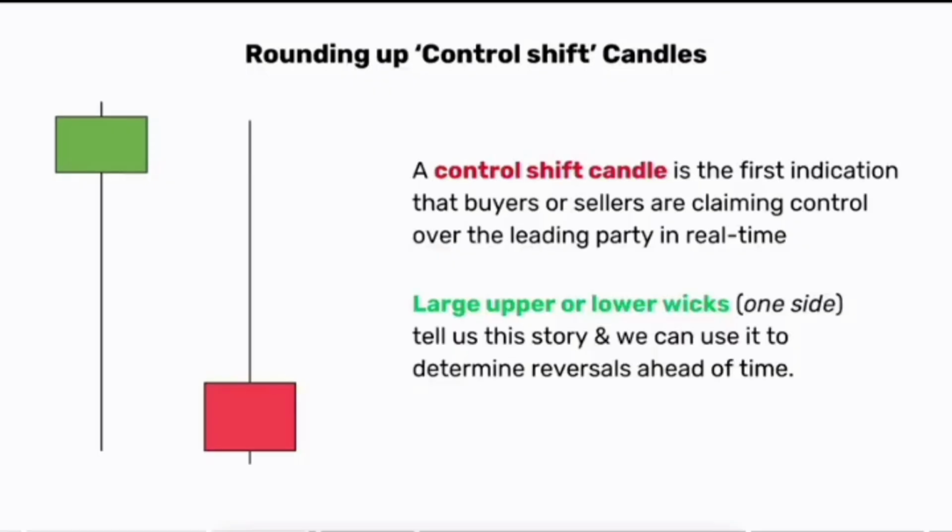The large upper or lower wick tells us the story, and we can use it to determine reversals ahead of time. Now, one important note, it has to be a large wick on one side. If there is a considerably large wick on either side of the market, so both sides, this is what we call indecision, where there is no party in control. And that's what we're going to cover just now.